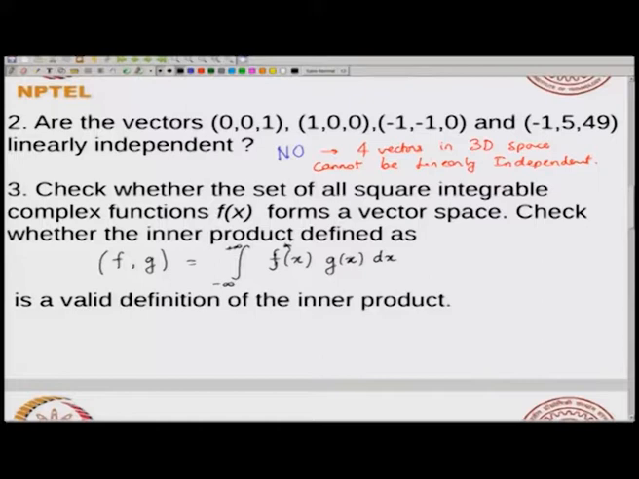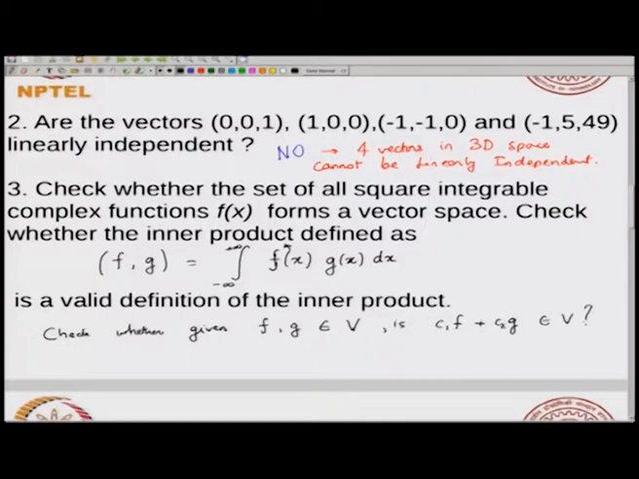So, if you want to check whether the set of certain functions forms a vector space, then what you have to do is to check whether, given f and g belonging to the vector space V, is C1f plus C2g contained in V. So, if you take any linear combination of these, it is also contained in the vector space. So, that is essentially the most important condition to check.